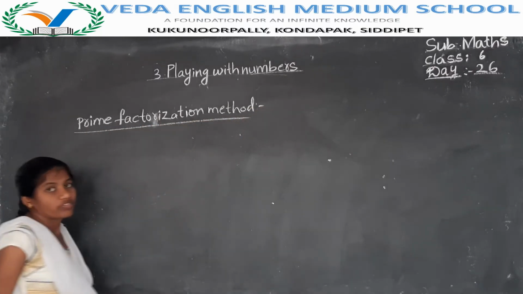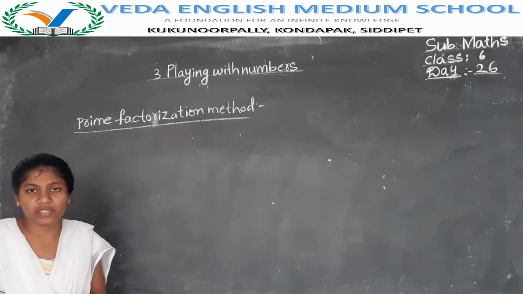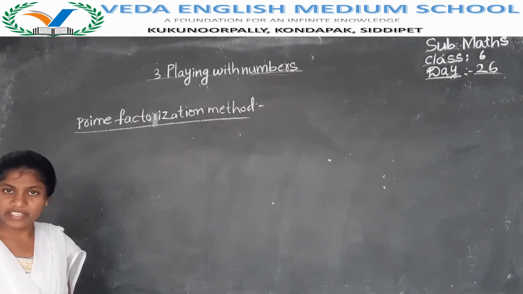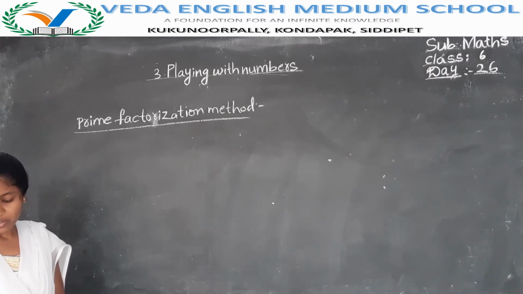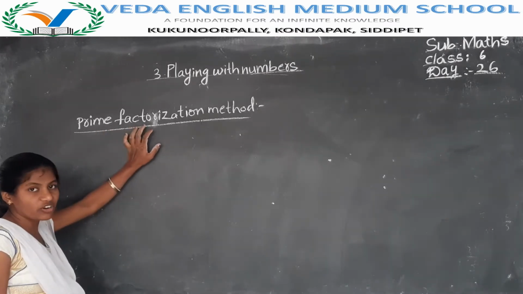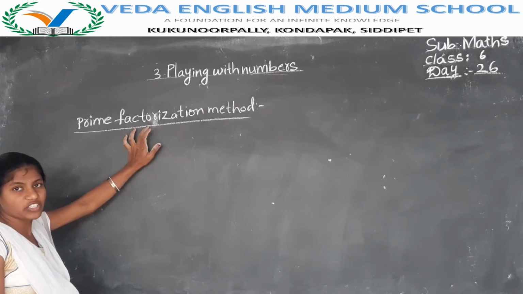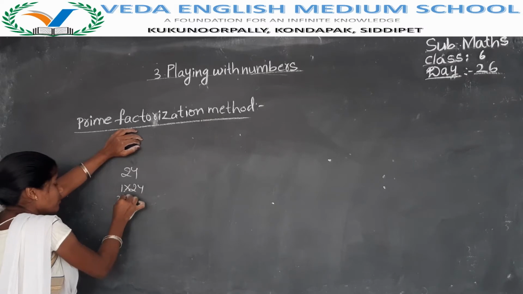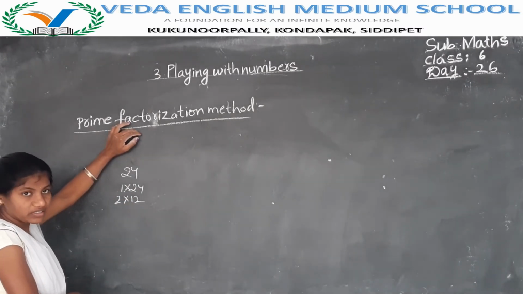Factorization means when a number is expressed as a product of its factors, then that is called factorization. The process of finding the factors is called factorization. That means we can find the factors like this also: 1 24s are 24, 2 12s are 24, 3 8s are 24. This is called factorization, the process of finding the factors.